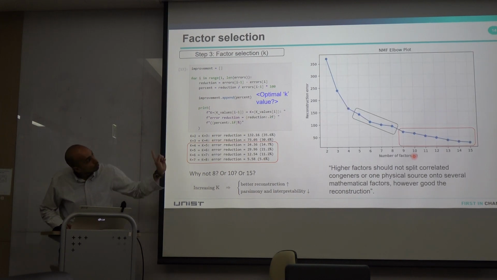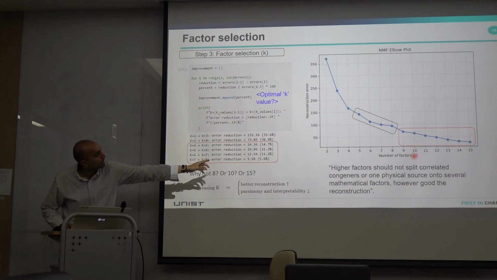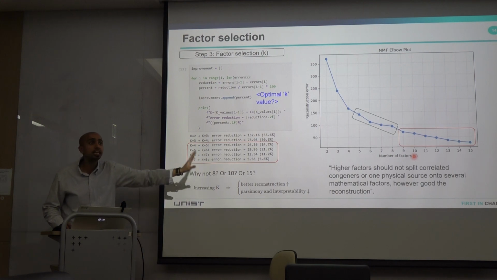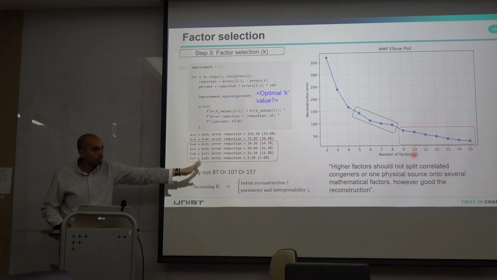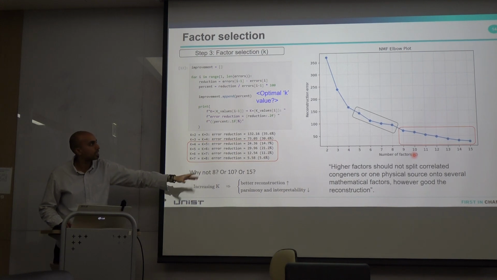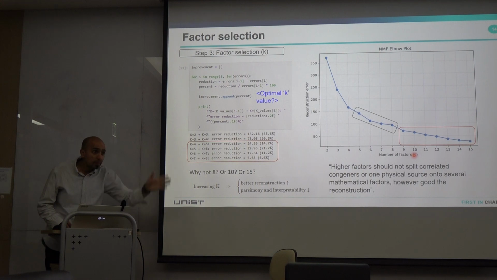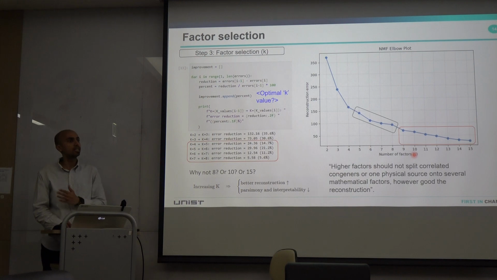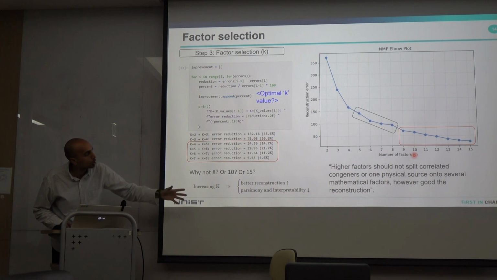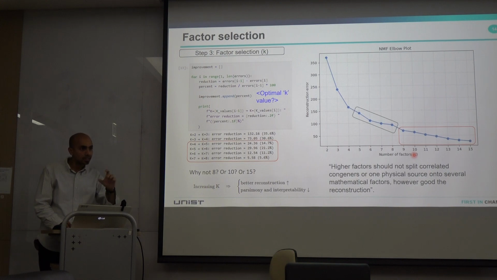Now second, if you keep pushing ahead, what happens? I stopped at 8 but still tried to continue till 15. What happened? You see it's going asymptotic, but is it meaningful? Can we have 15 sources? Is it possible? You can check that it won't make sense after a point. The error keeps reducing, but a meaningful distinction between sources is not possible, right? You cannot name them. You can't have 15 names, at least for the data set that we are dealing with. High factors should not split correlated congeners or one physical source onto several mathematical factors. That's where the crunch is.